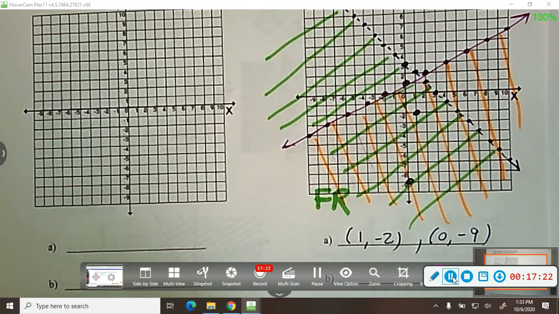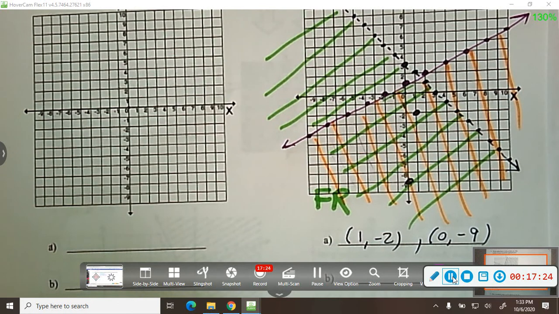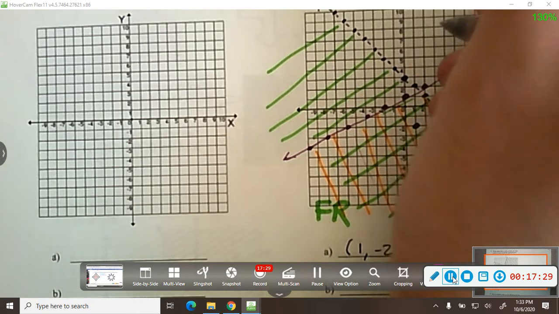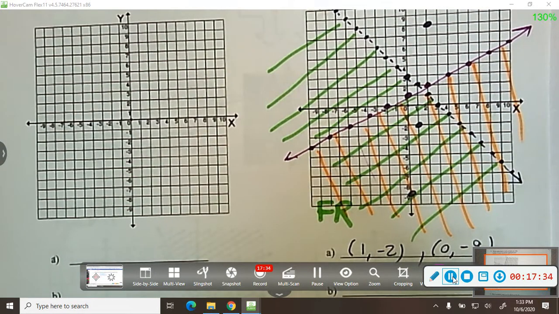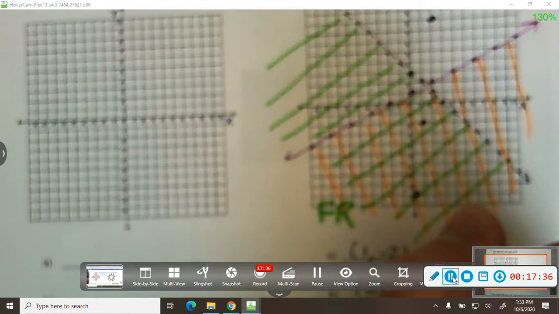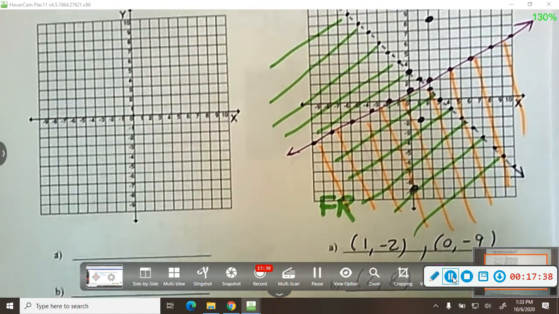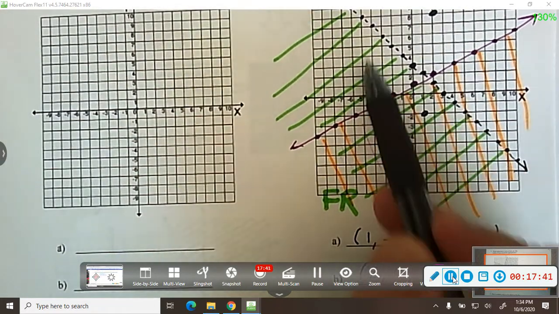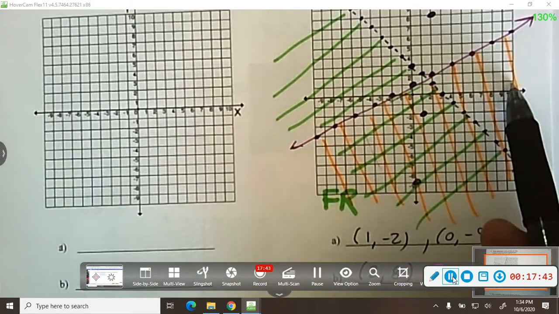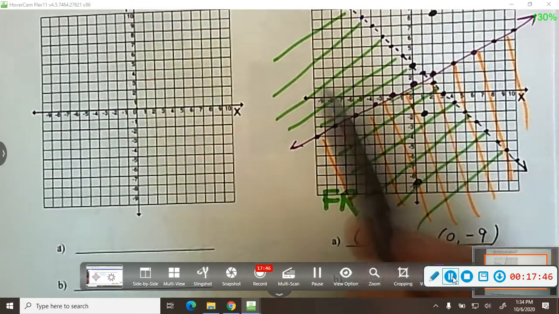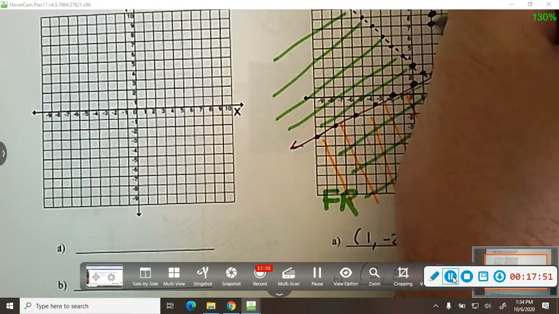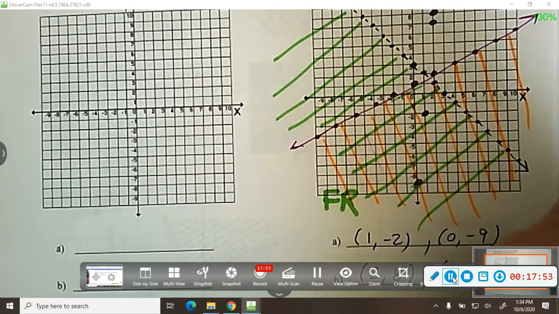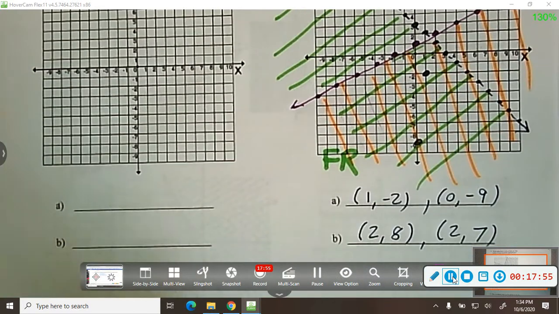Now B was give two ordered pairs that are not solutions. Well, definitely anything up here is not a solution. So I'm just going to put a random point there. That is not a solution, and that is 2, 8. And then I could pick another point, or I could pick a point here or a point there. All of those are not solutions. I'm just going to keep it simple and pick 2, 7. So 2, 7 also is not a solution.